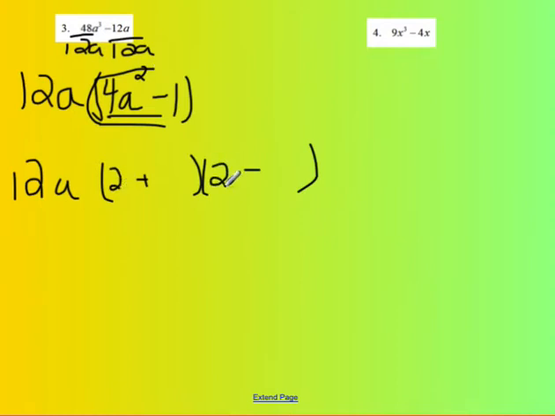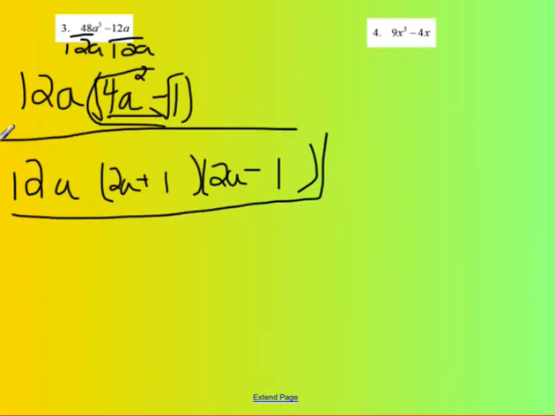The square root of a squared is a. So I'm going to put a there and there. Then I'm going to do the square root of a second term. A lot of people don't know this, but 1 is actually a perfect square. The square root of 1 is 1. So I'm going to put a 1 in the second spot of each term. So this right here is my final answer for number 3.